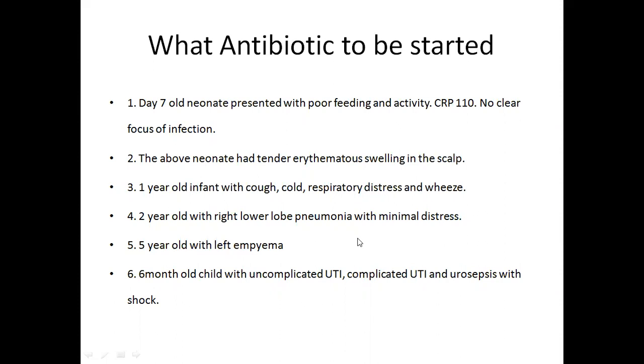Either you can start IV augmentin, which still has good scope. But for complicated UTI, it is better to start higher antibiotics rather than going straight for cephalosporins. Here the options are piperacillin, other options, or you have quinolones and aminoglycosides. They are still sensitive. So those are the options we have.